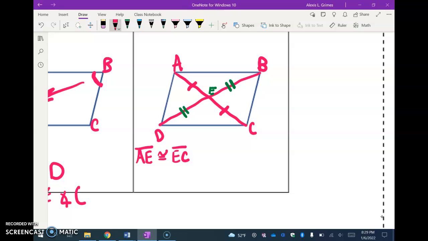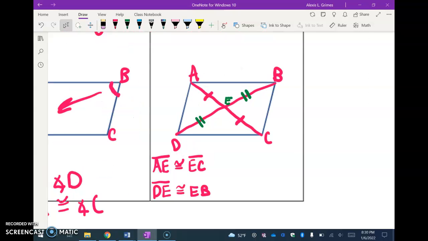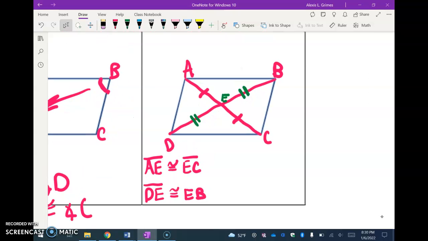We can do the same thing with DE and EB, right? They're split in the middle too. Goes for both diagonals, so we'll always have those be the same. That means, what if I tell you AE is 5? What's EC? Better have said 5, because they are the same.